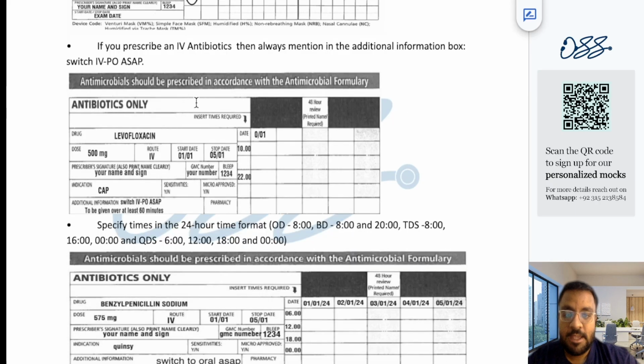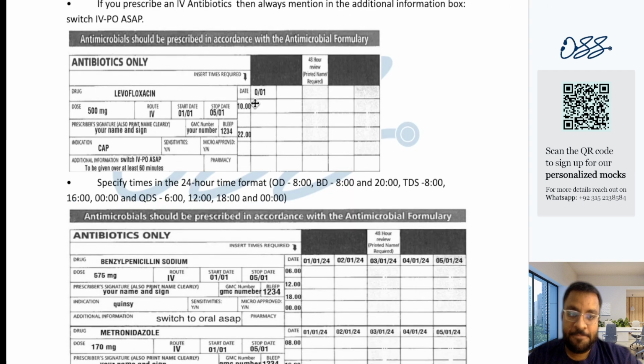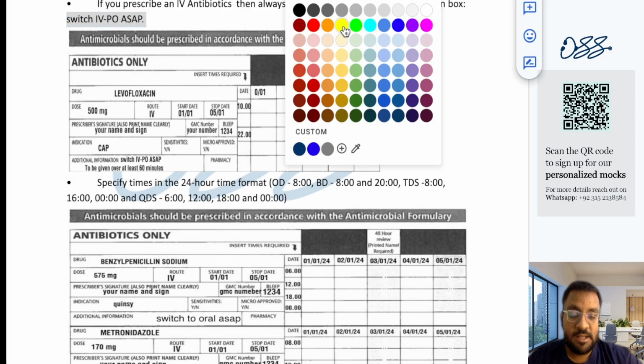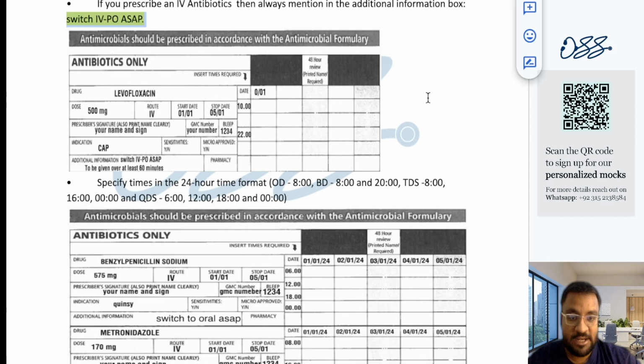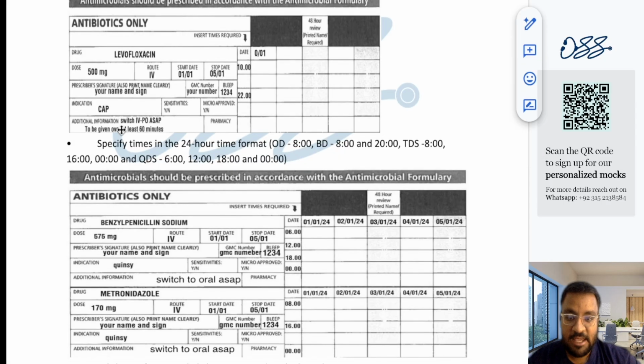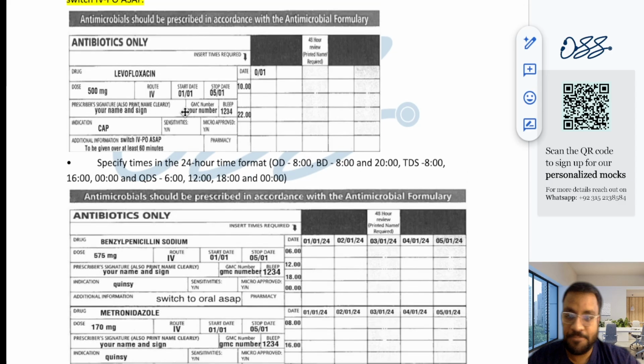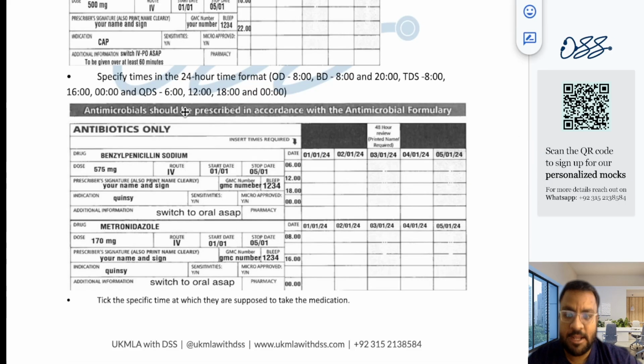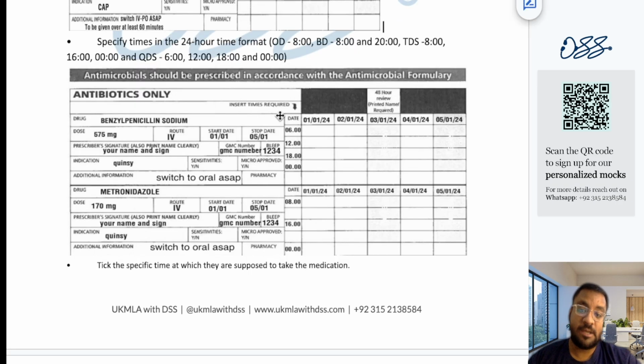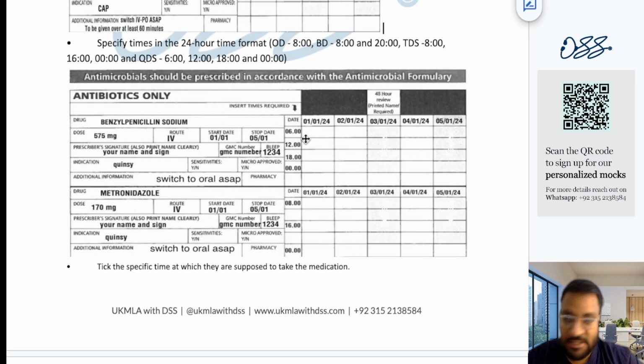Then when it comes to prescribing antibiotics, another very important thing is that if you're prescribing IV antibiotics, you need to mention that the IV antibiotics need to be switched to oral as soon as possible. As you can see, it is written over here: switch IV to per oral ASAP. Really, really important.